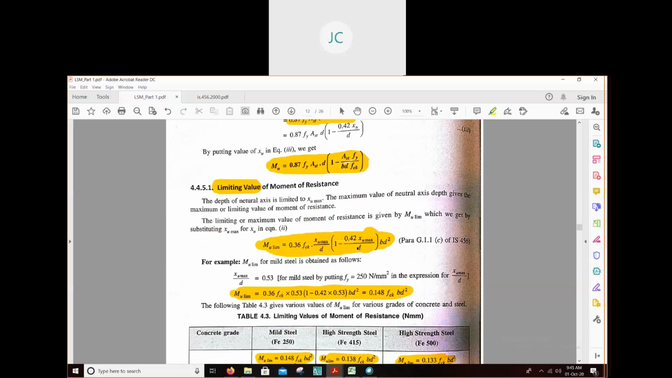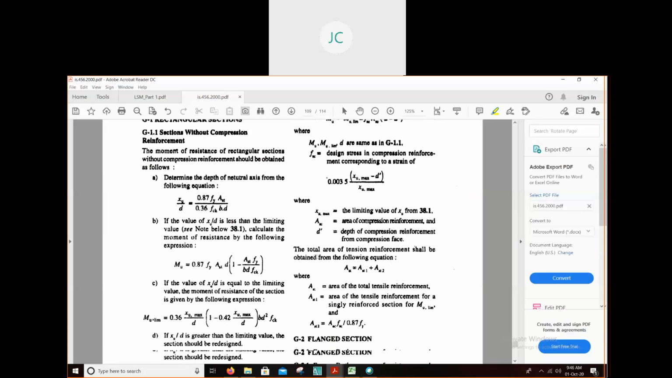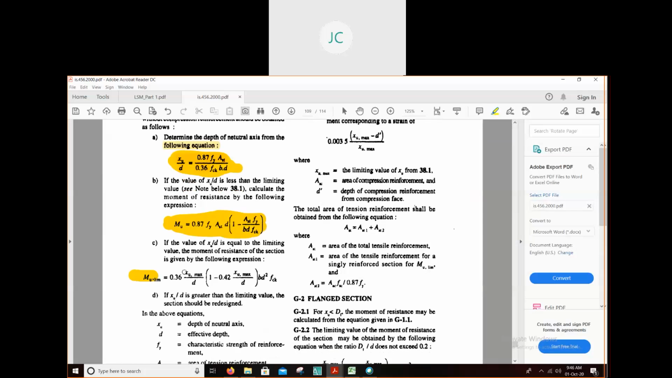So no need to remember this one again. All of you, no need to remember this, because this formula is also given in IS 456. Just see this equation in IS 456, all of you see this equation again. This is the equation for the limiting value of moment of resistance, Mu lim, with XU max by D. No need to remember the equation because it is already given.